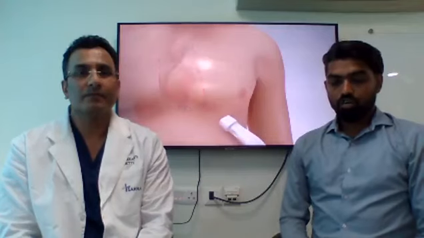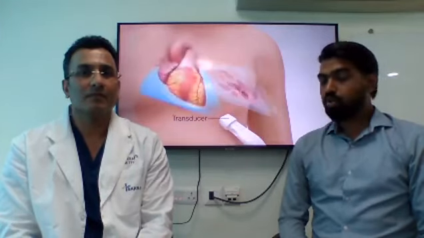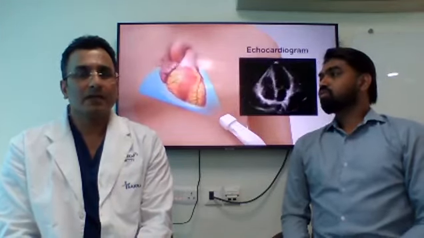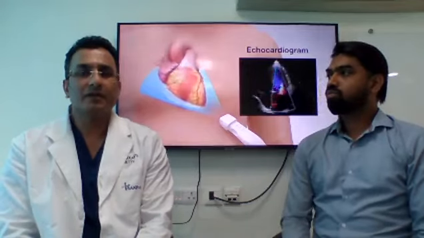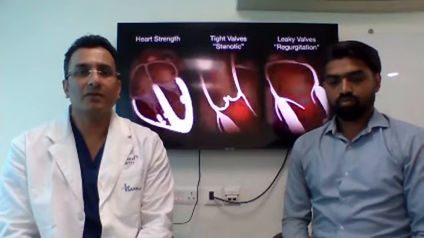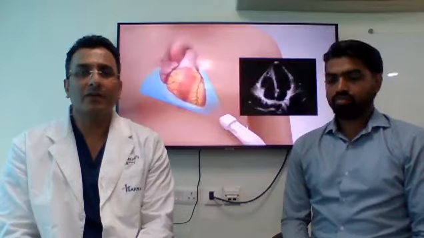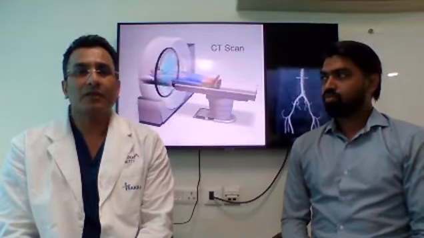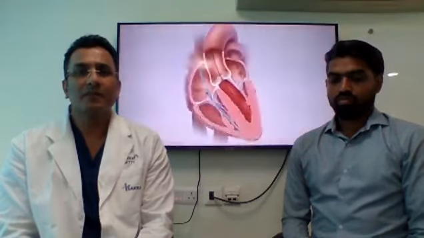So what is TAVI and what are the different approaches used to perform TAVIs? TAVI, the expansion of TAVI is transfemoral aortic valve implantation. It is also called transfemoral aortic valve replacement, or TAVR. Usually it is performed through the groin artery called the femoral artery.